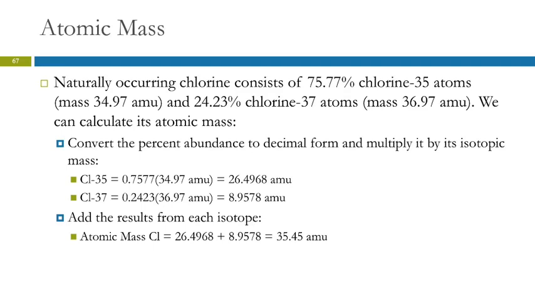Naturally occurring chlorine, 75.77% of it is chlorine-35 atoms. Those have a mass of 34.97 atomic mass units. The mass of that atom is going to be very close to the mass number of the isotope. The atomic mass of the isotope is very close, but slightly smaller than the mass number. So 75.77% is chlorine-35, and 24.23% is chlorine-37. And so that mass is slightly smaller than the mass number.